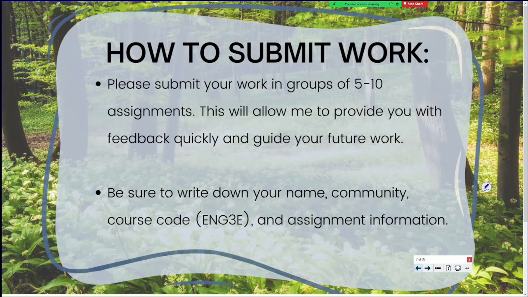One thing I'd like to mention, this might be different for other classes you take, but for me personally, I prefer that students send in their assignments in batches of, say, 5 to 10 assignments, or one large assignment like the culminating activity.